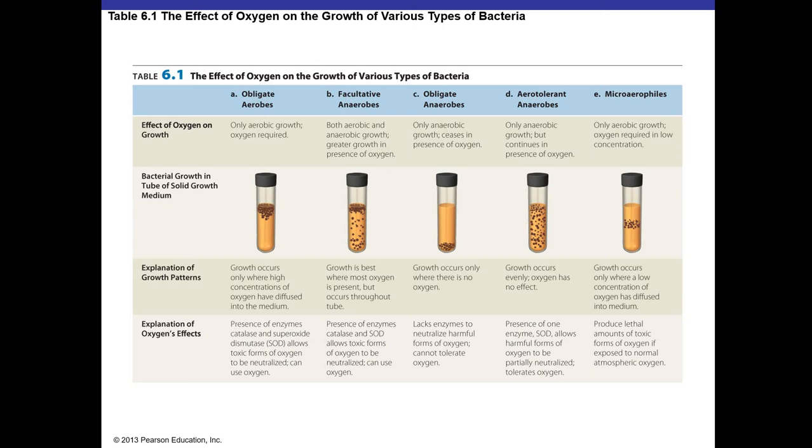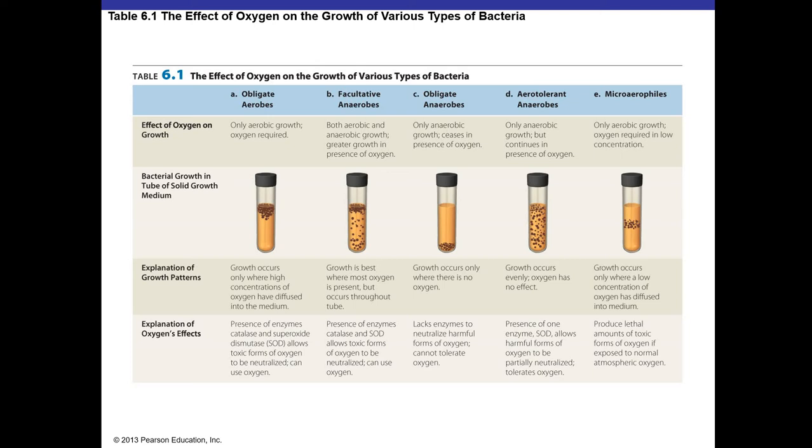However, when oxygen is not available further down in the tube, they're going to be able to switch over to fermentation. So these organisms grow best where the most oxygen is present, but can grow in diminished amounts throughout the tube. This is, again, similar to the obligate aerobes. They have those enzymes, catalase and the superoxide dismutase, the SOD, that allow them to detoxify those harmful oxygen radicals.